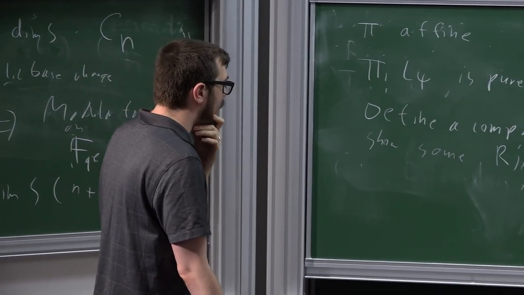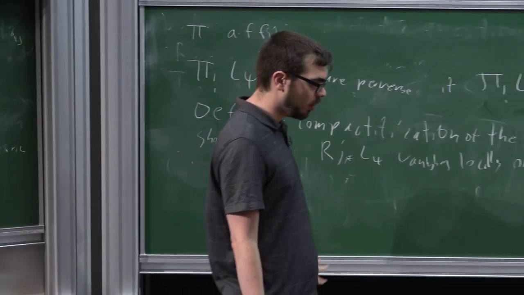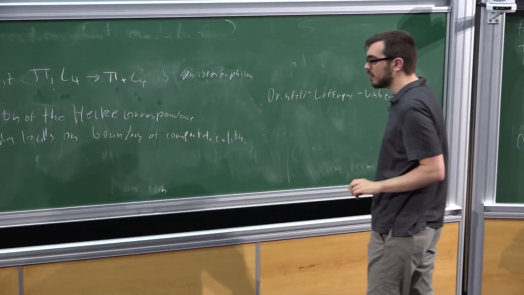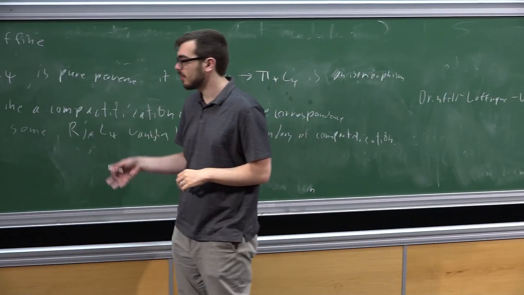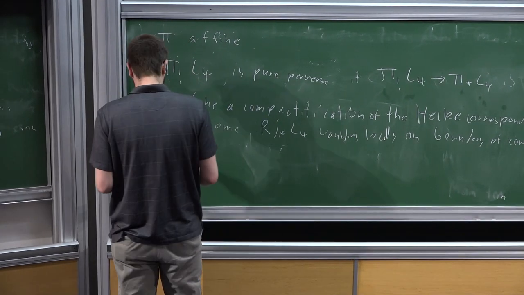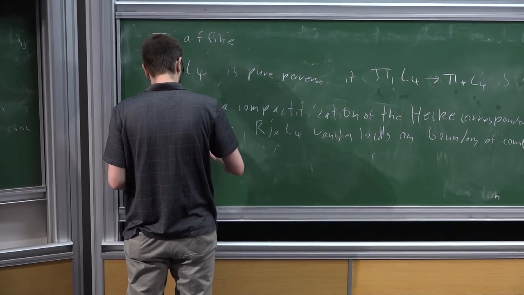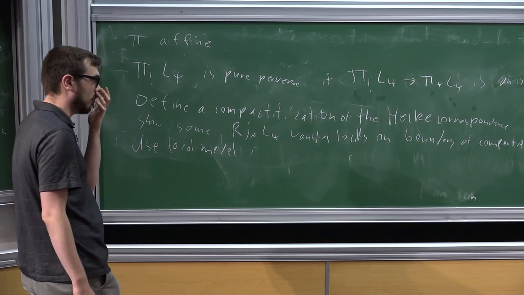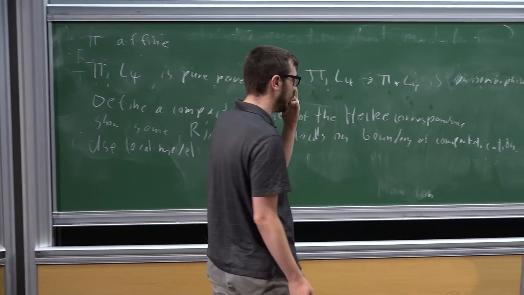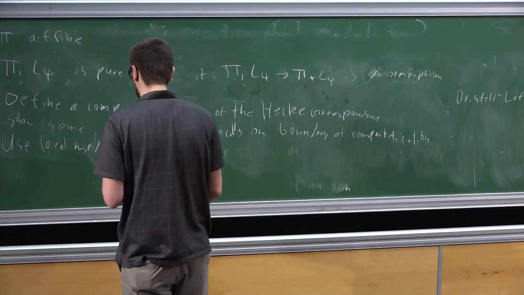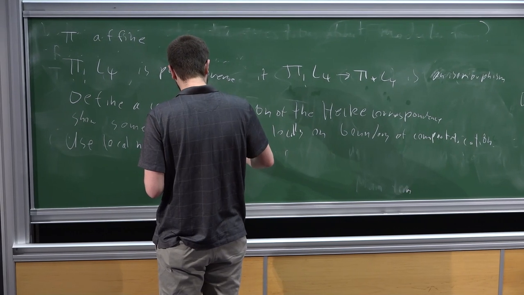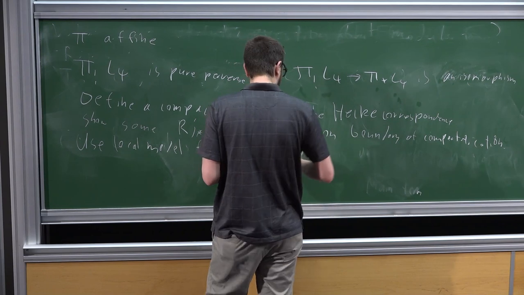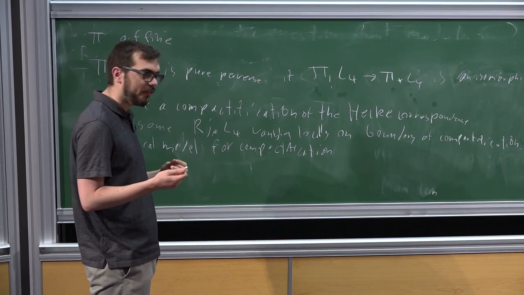And you need a local model to study the local behavior of this sheaf and to check that something vanishes. There are, I think, different approaches to finding local models of this compactification, models for calculation of the Hecke correspondence. And we did it in a way that I thought was kind of fun. We used the space to model itself.